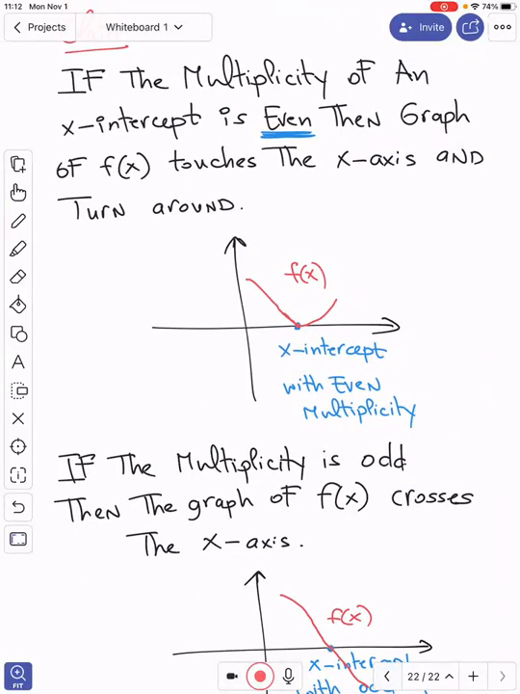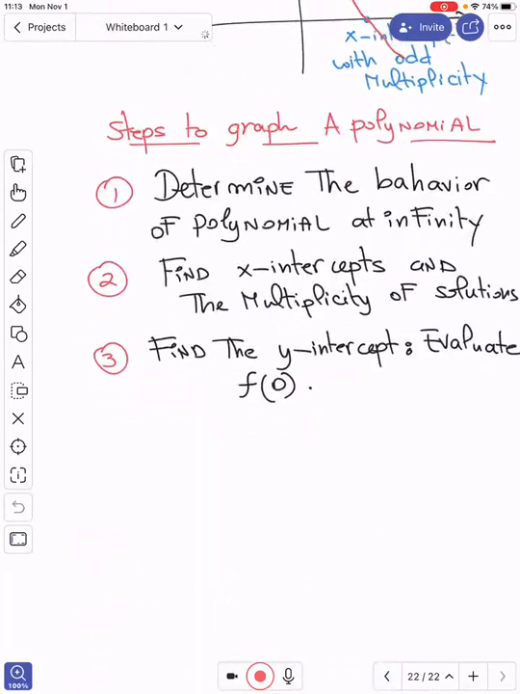Yeah. So I'm going to show you with an example how to graph these polynomials using the behavior at infinity and the x and y intercepts. Again, the graph of your polynomial doesn't have to be perfect. You just need to find the general shape of the graph. Okay. Are you done? Yes. Okay. Perfect. Thank you.